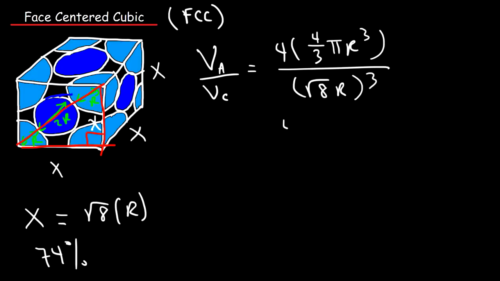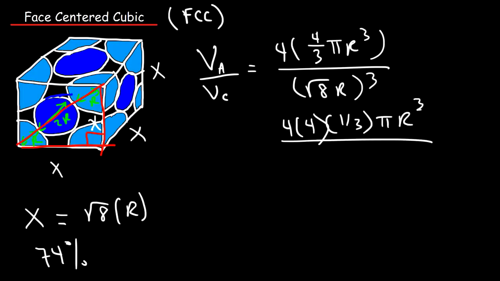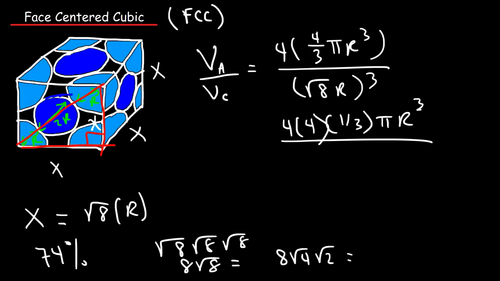So we have a 4 and then 4/3, which I'm going to write as 4 times 1/3 pi r cubed. Now what is the square root of 8 raised to the 3rd power? So that's root 8 times root 8 times root 8. Root 8 times root 8 is basically just 8. So we have 8 root 8. And the square root of 8 is the square root of 4 times the square root of 2. And the square root of 4 is 2. And 8 times 2 is 16, so this is 16 times the square root of 2, and let't not forget r cubed.